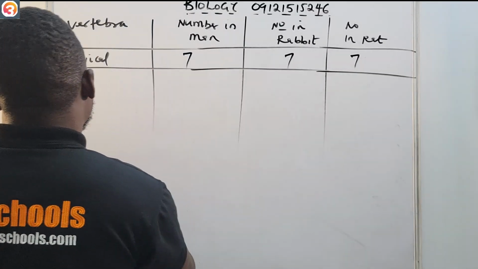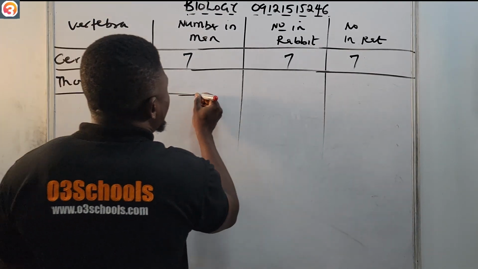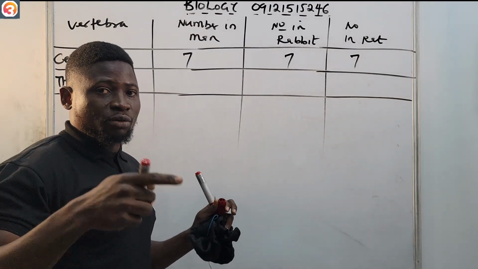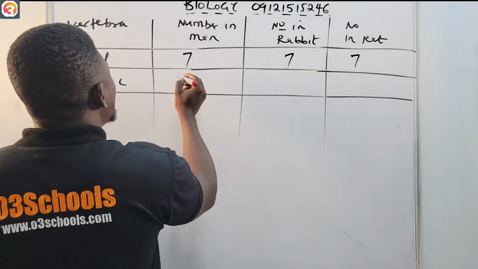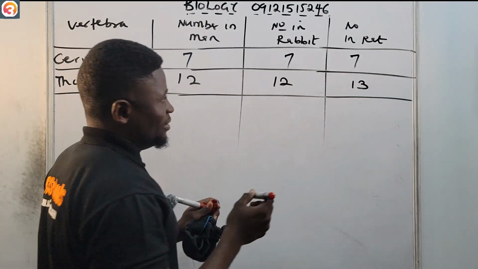Now the next one is the thoracic vertebra. How many thoracic vertebrae are found in man? From T1 to T12, so there are 12 in man. There are also 12 in rabbits, but there are 13 in rats.